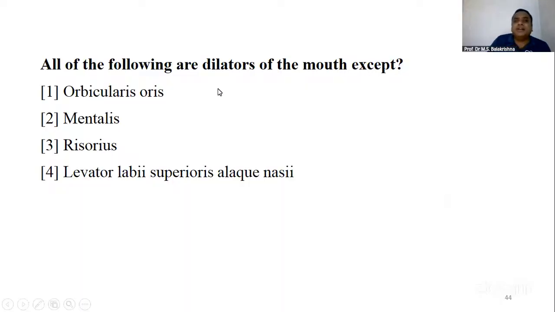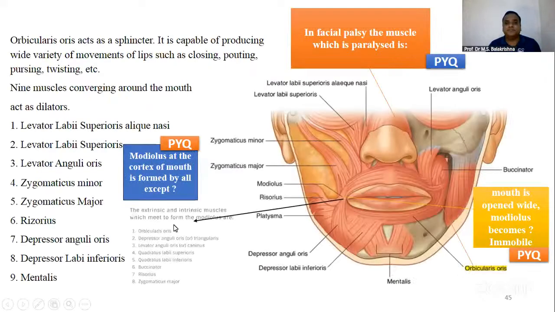So which of the following are dilators of the mouth except? Sphincters and dilators: sphincters are circular muscles, dilators are radial in arrangement. So orbicularis oris is a circular muscle, so it is a sphincter. Mentalis, risorius, levator labii superioris are dilators. So the answer should be orbicularis oris because it's a circular muscle. Circular muscles are sphincters and the other direction muscles are called dilators.